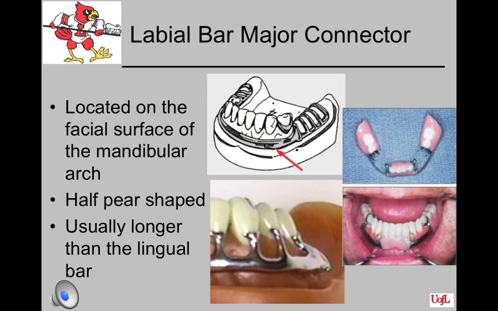The labial bar major connector is an unusual situation and not used too often, but it is located on the facial surfaces of the mandibular teeth, and the projections engage the undercuts. It is half pear-shaped like the lingual bar major connector, and it's usually longer than the lingual bar.